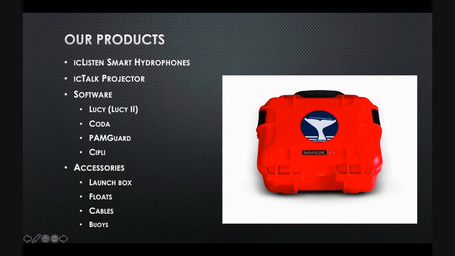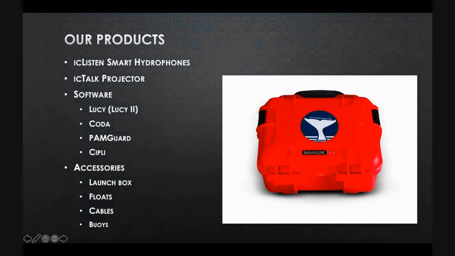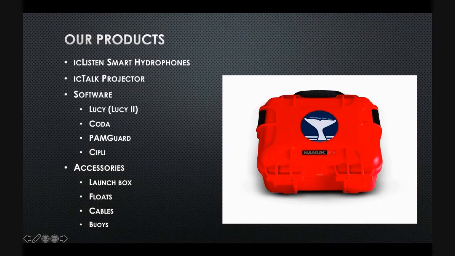Software, we have Lucy. And we are actually coming out shortly with Lucy 2, which is a lightened up version of Lucy that is optimized for handling multiple hydrophones. We have Coda, which is an updated click detector, and then of course PamGuard, the plugin that we discussed last week. Some of the accessories that we offer, we have launch box, floats, cables. We just launched our drifting buoy, as well as, of course, a number of other items that make your deployment much easier.